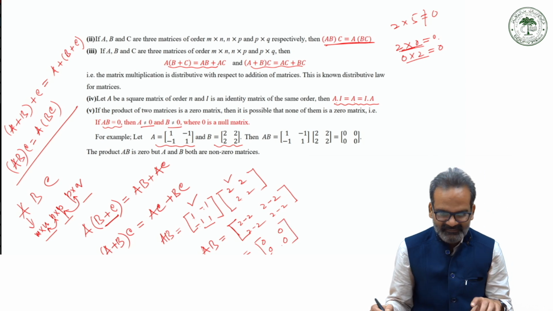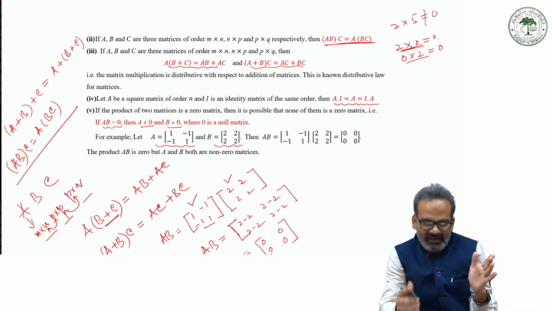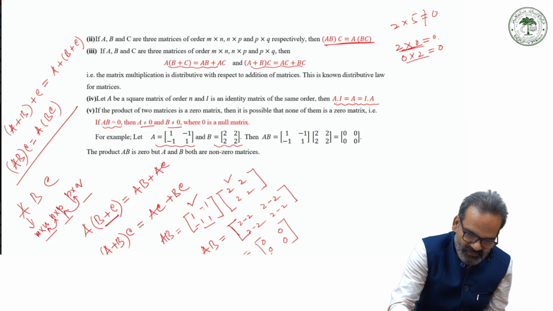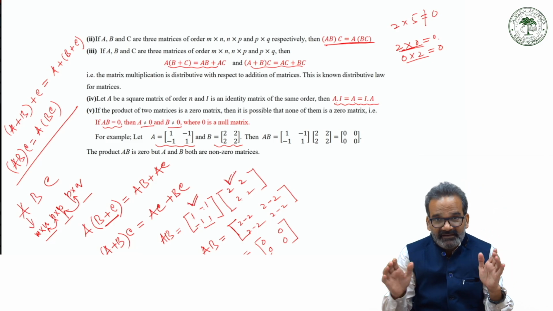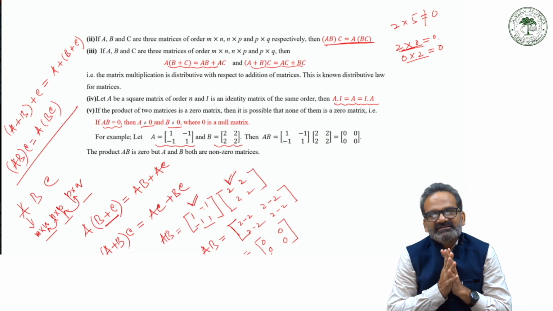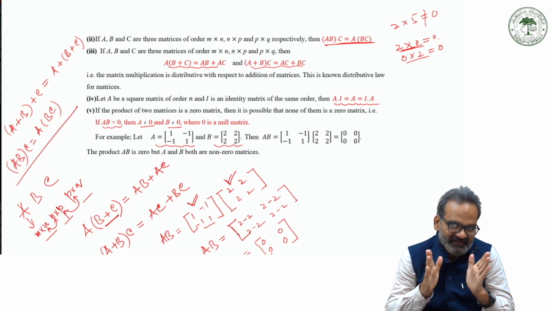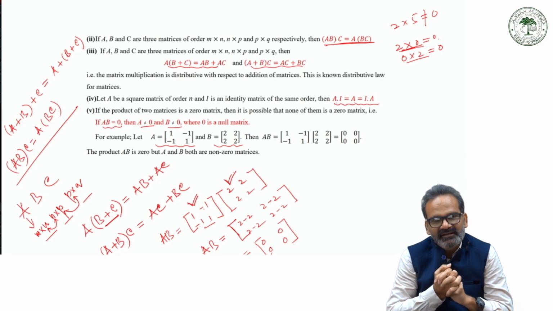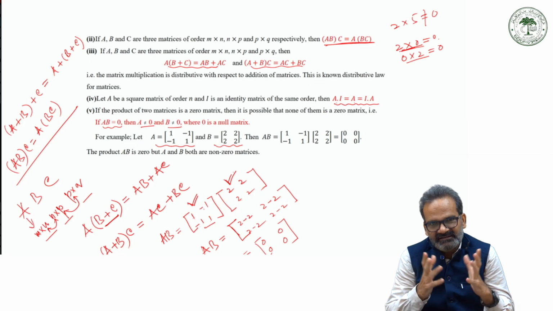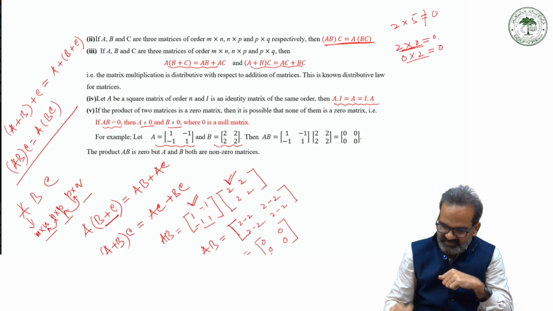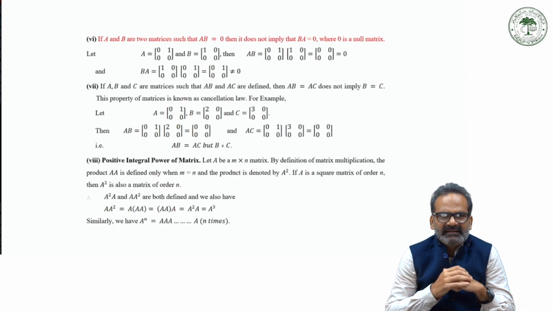So see, A is a non-zero matrix. C, this is a non-zero matrix. B is also a non-zero matrix. But if we multiply these two non-zero matrices, their product is coming out to be a zero matrix, right? This is a very interesting property possessed by the matrices.